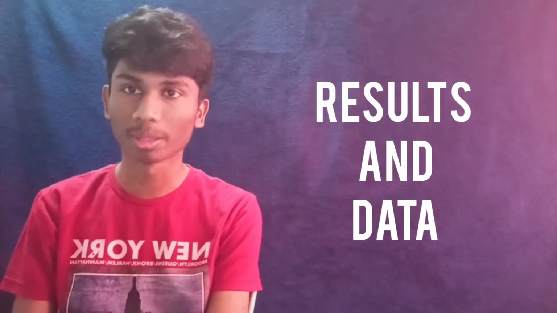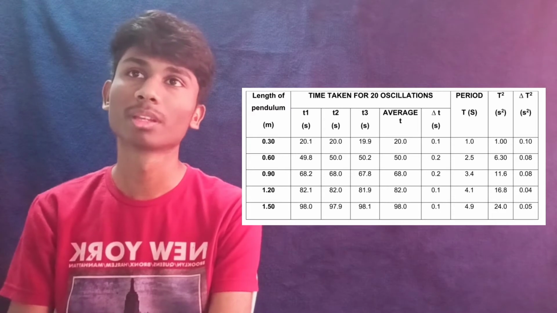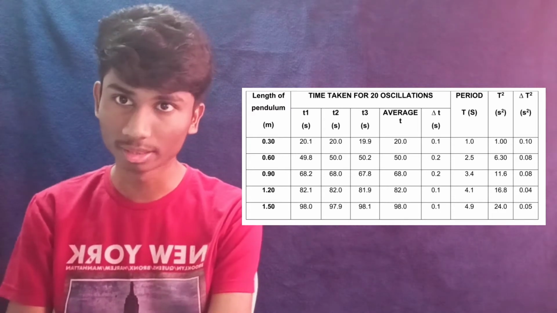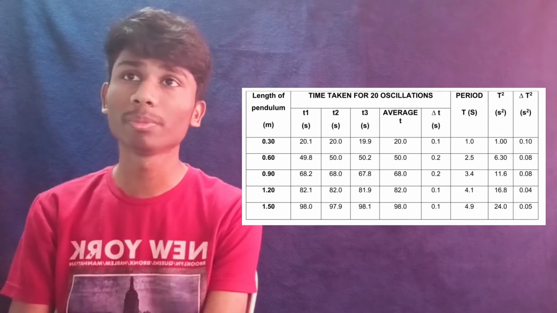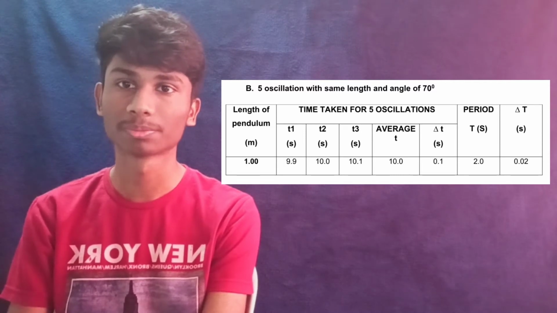Okay, so now that we have conducted our experiment and gotten all the data, we're going to record all this data into tables. First, we record the data for experiment part A, which is the 20 oscillations with different lengths of pendulum at a 10 degrees angle. This is the table for that data. Next, we record the data for experiment part B, which is the 5 oscillations with the same length and an angle of 70 degrees.